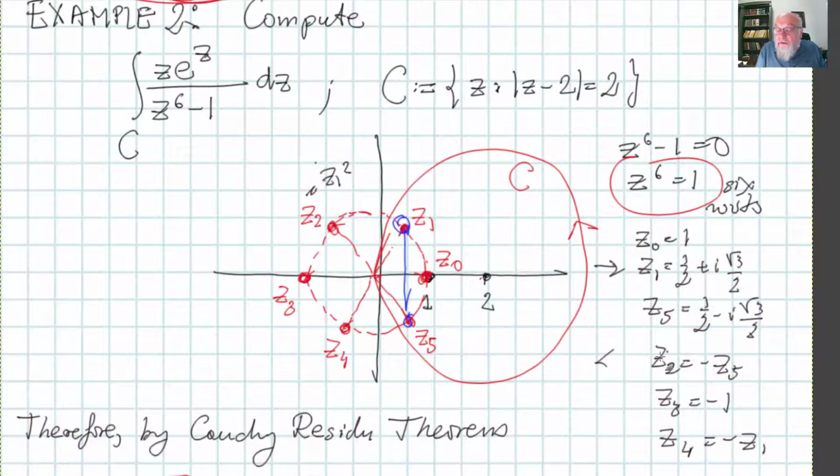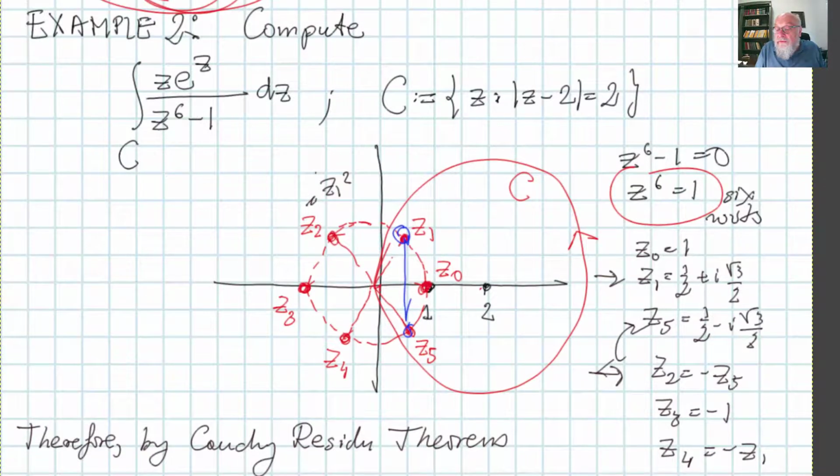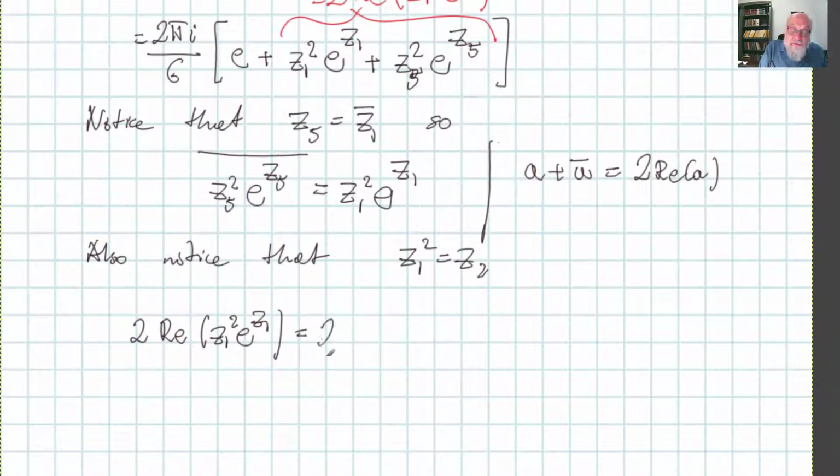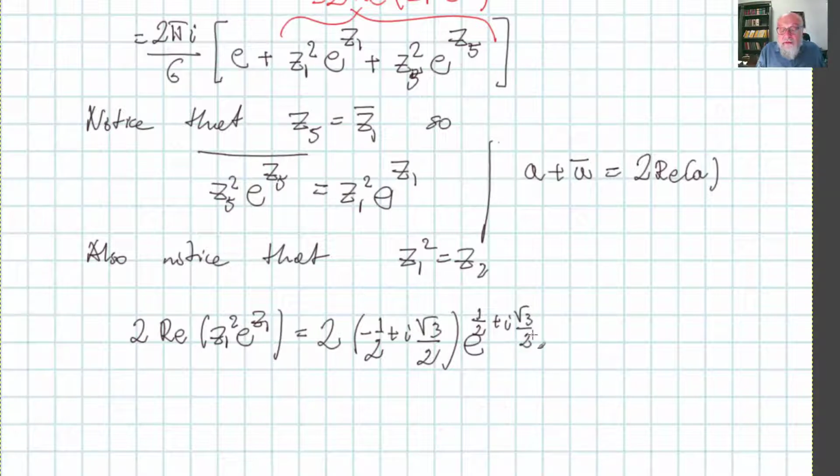Z2, sorry. Z2, which is equal to the negative of that one. So let's write it down. This will be 2. And then I have here Z1 squared is Z2, so this is minus 1/2 plus i square root of 3 by 2. And then this one is e to the power Z1, so this is 1/2 plus i square root of 3 by 2.